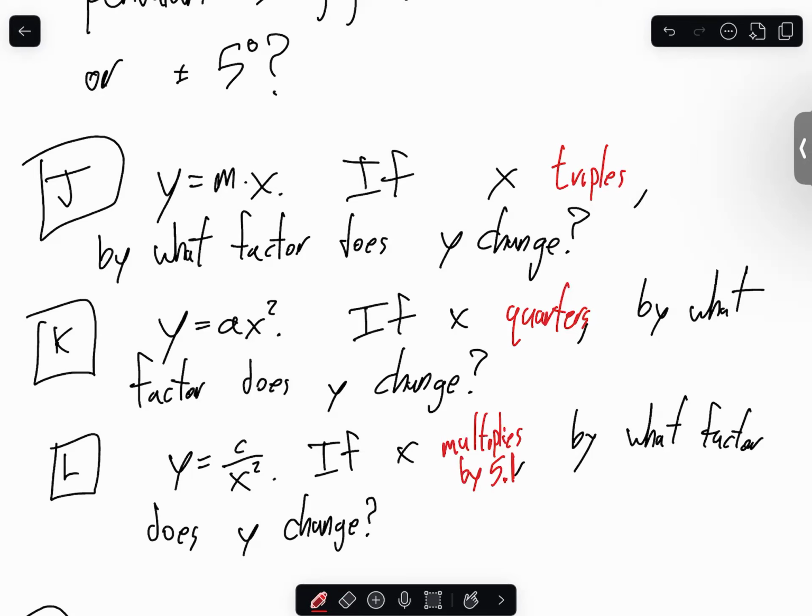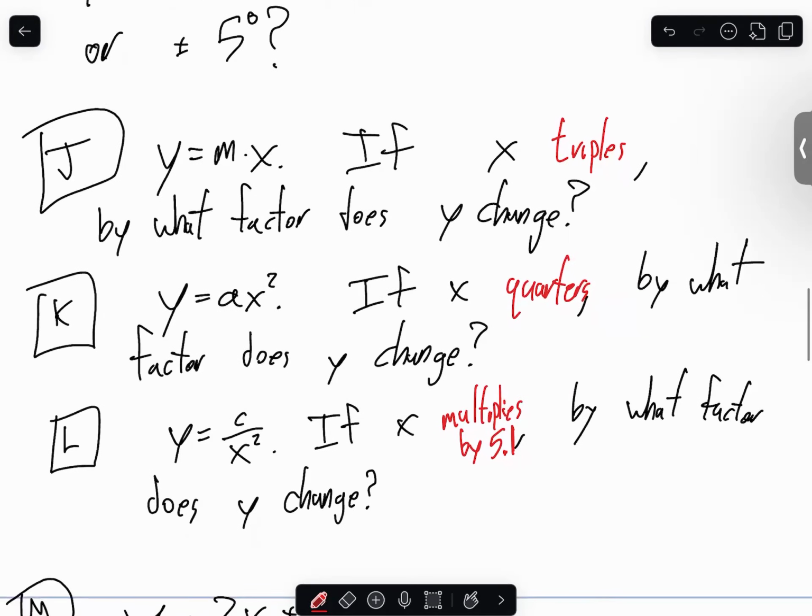Question J: if x triples. Question K: if x quarters. Question L: if x multiplies by 5.1. Can you tell me the ratio of y if I've got a proportional, quadratic, and inverse square equation? I'm not going to tell you what M, A, and C are. The secret. Shh.